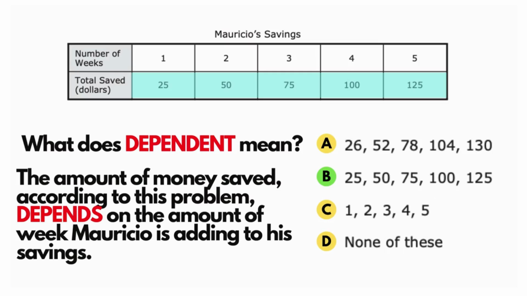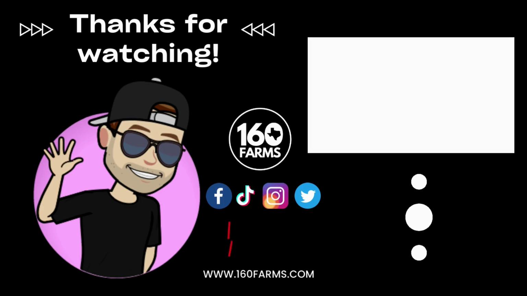So our answer is highlighted right here. What are our dependent values of these tables? B: 25, 50, 75, 100, and 125.